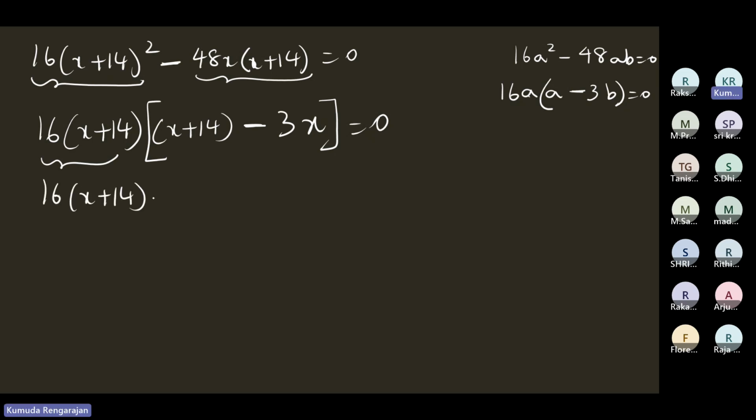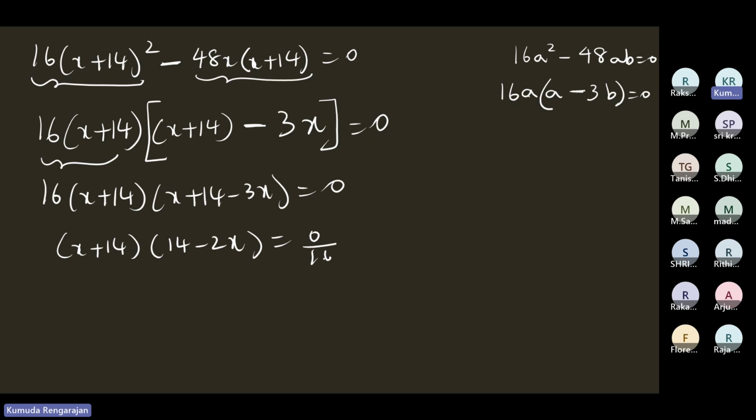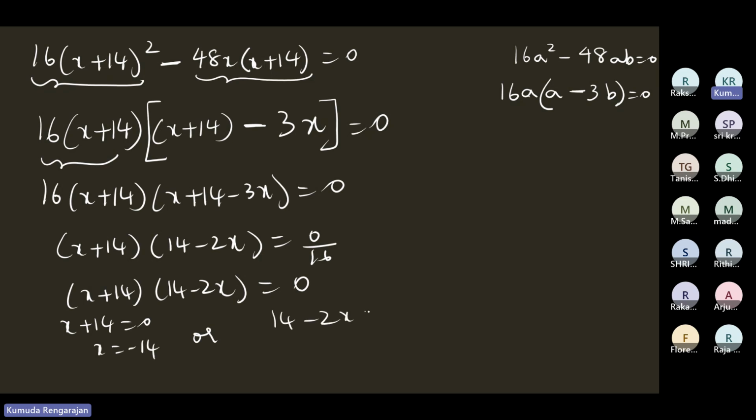When you simplify this, you'll get x plus 14 minus 3x is equal to 0. The 16 will come for division. So (x plus 14) into (14 minus 2x), because x minus 3x is minus 2x, is equal to 0 by 16. So (x plus 14) into (14 minus 2x) is equal to 0. So the product is 0. So either x plus 14 is 0, then x will be minus 14, or 14 minus 2x is equal to 0, 14 is equal to 2x, x is equal to 14 by 2, which is 7.